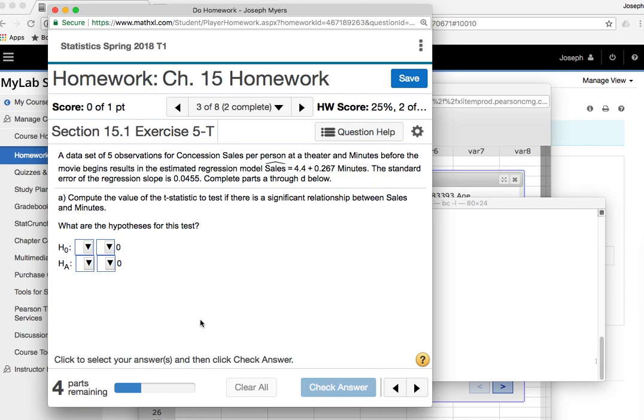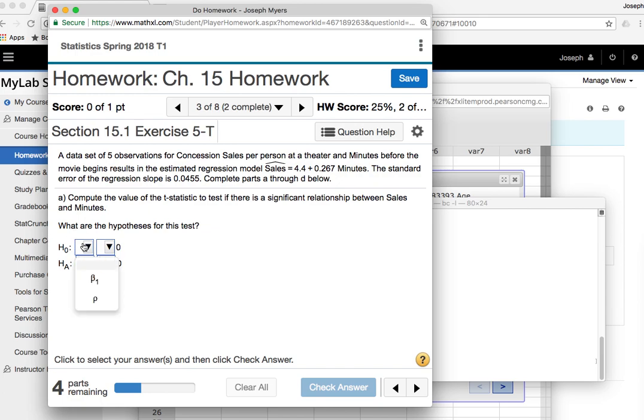Okay, excellent. Now we're on to the third problem. So a data set of 5 observations, so that means n equals 5, and it has this regression slope, and the standard error is 0.0455. So compute the value of the t-statistic.